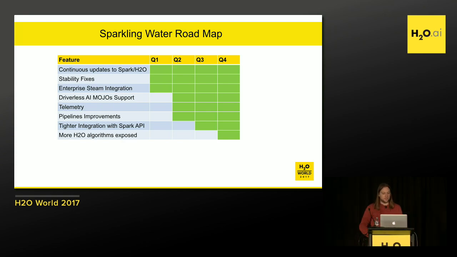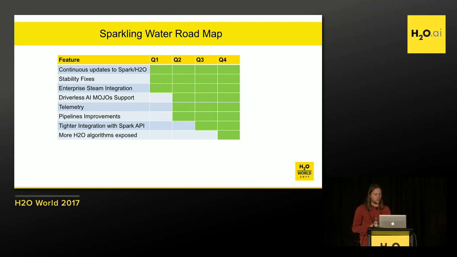Yes. So we plan also to integrate enterprise Steam, which means that you will be able to start Sparkling Water clusters from our Steam manager, and you can manage Sparkling Water clusters in the same way as H2O clusters. For Q2, for the second quarter, we plan to support Driverless AI MOJOs. That means that the pipeline you export from Driverless AI in the form of a MOJO, you will be able to load it in Spark and execute it in PySpark or Scala.